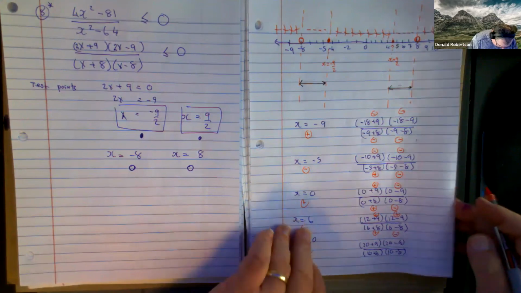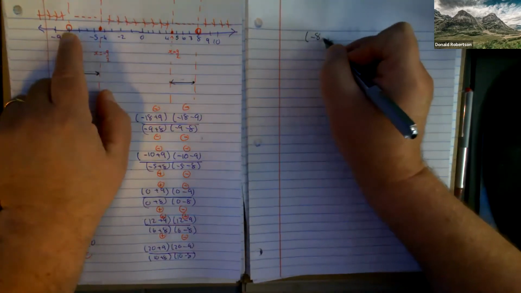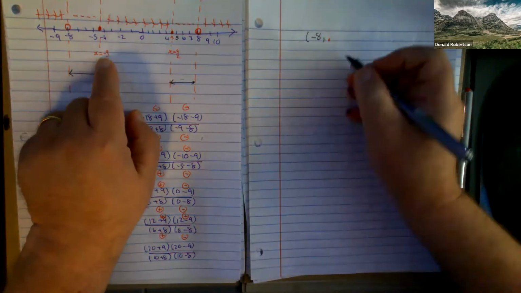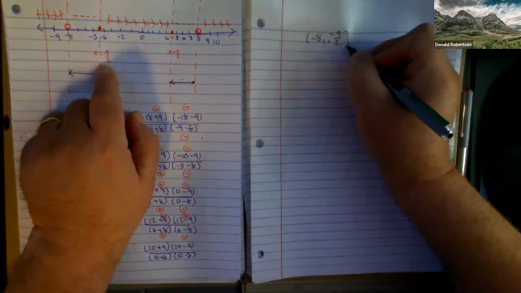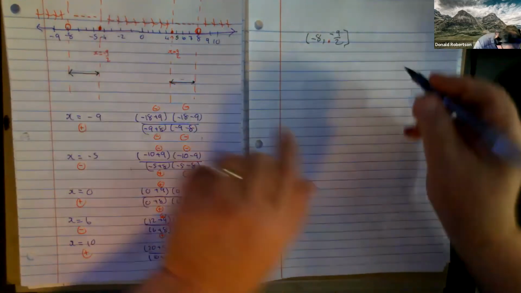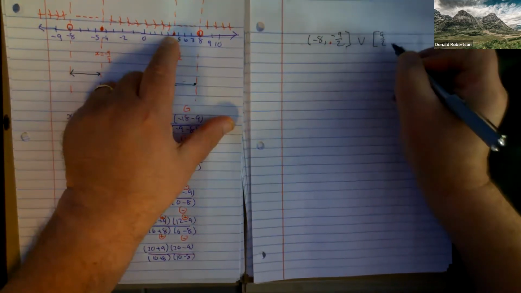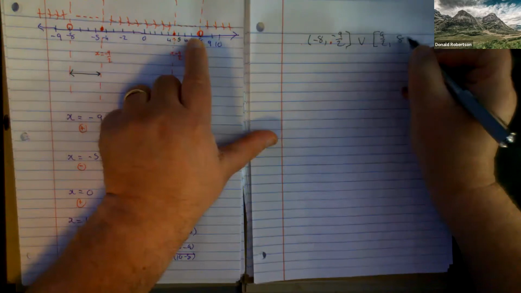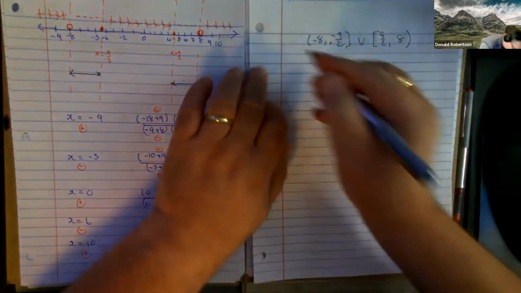So time to write down the solution. We want numbers starting at negative 8, but you cannot use it, and finishing at negative 9 halves, but you are allowed to use it, right? Negative 8 you can't, negative 9 halves you can. Union. Over here, positive 9 halves is allowed, finish at 8, but you're not allowed to use 8. And there is your solution.